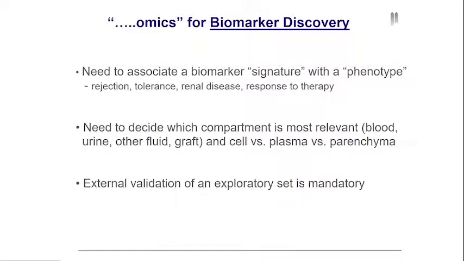Then once you have a discovery, you really need to have external validation in multi-center fashion to really prove that the biomarker works in the transplant environment in multiple settings, multiple immunosuppression regimens, multiple centers.